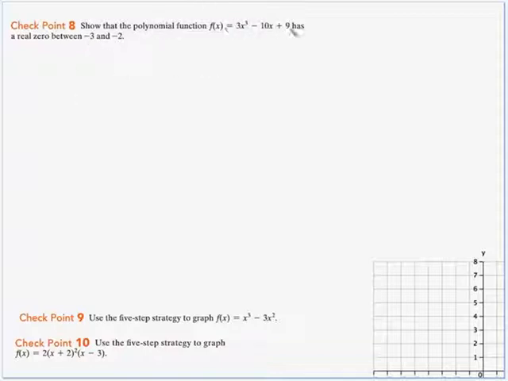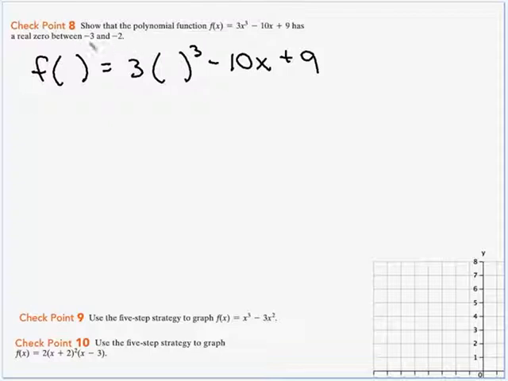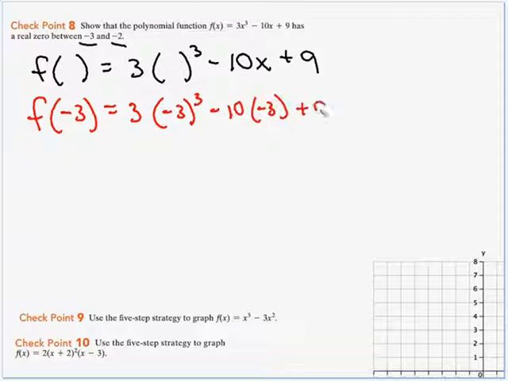Okay, show that this polynomial, f of x, is 3x cubed minus 10x plus 9. Actually, I like doing it like this. F of something is 3 times that something cubed minus 10x plus 9. And we want to see that it has zeros between -3 and -2. So f of -3 is going to be 3 times -3 cubed minus 10 times -3 plus 9. Watch your order of operations. We do the exponents first. -3 cubed is -3 times -3 times -3 is -27 times this 3 is a -81. And then we have a -10 and a -3. Those multiply to a +30. And then plus 9.